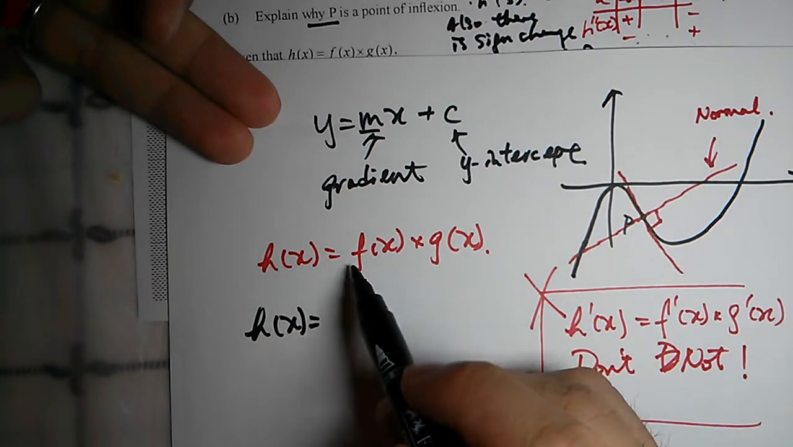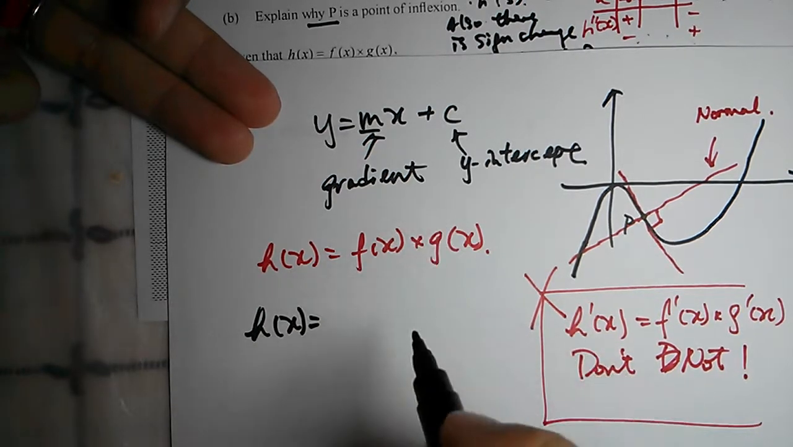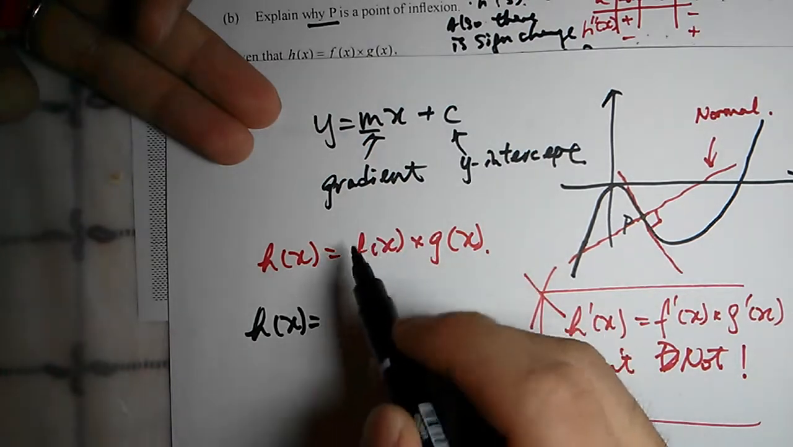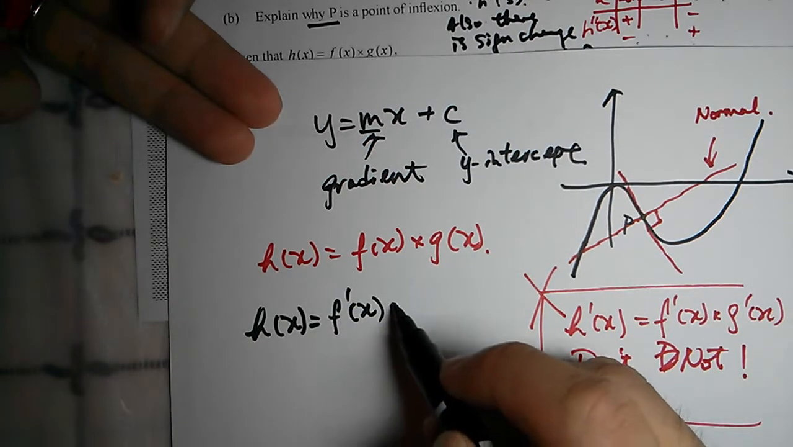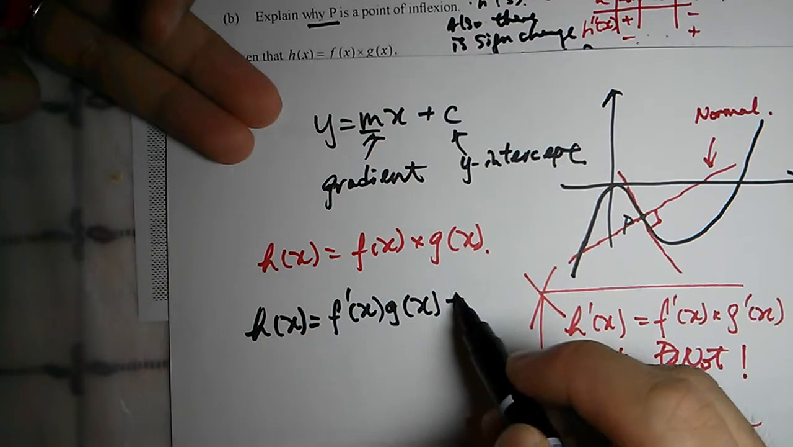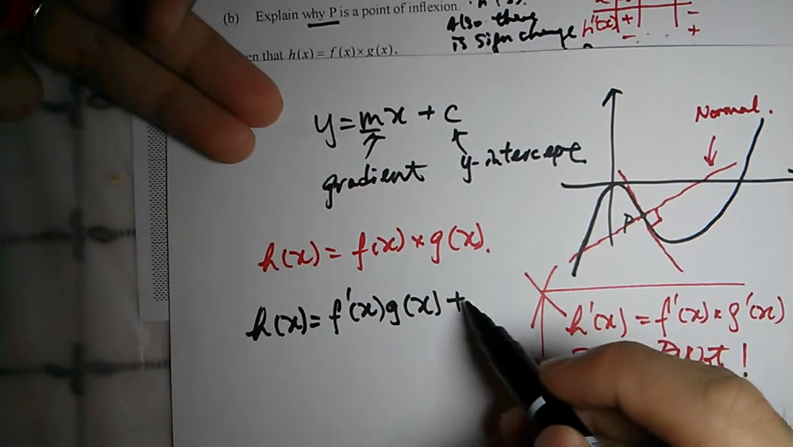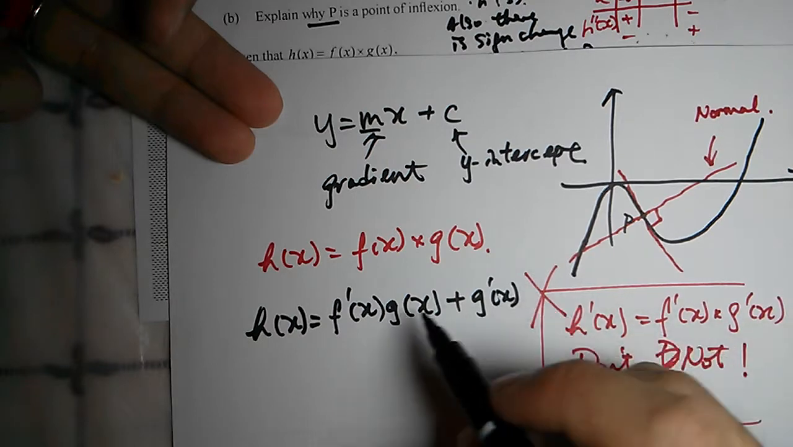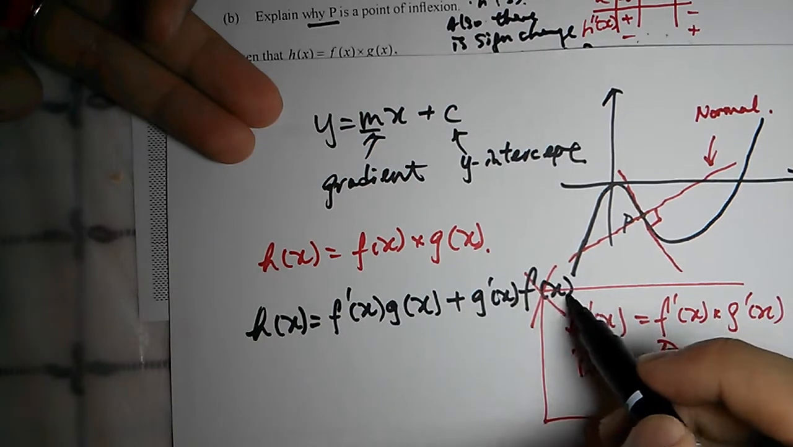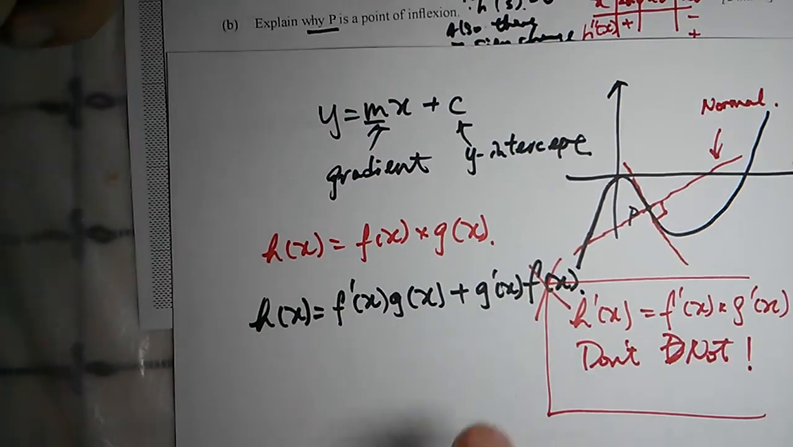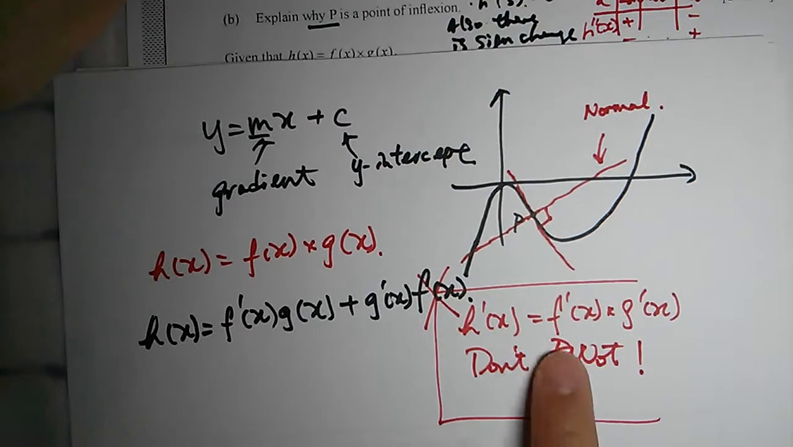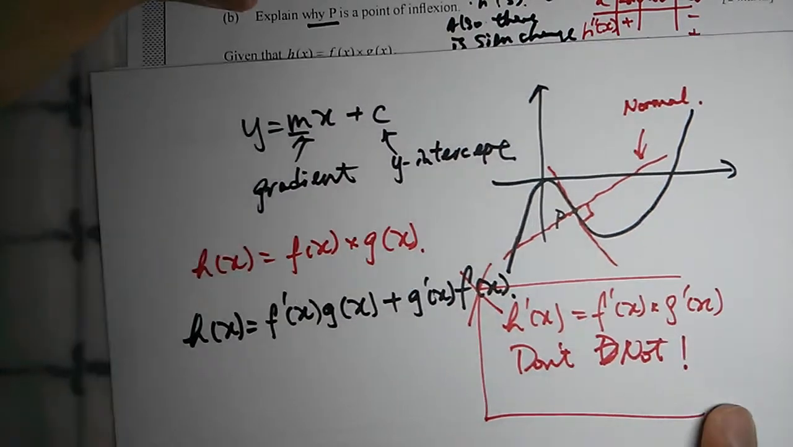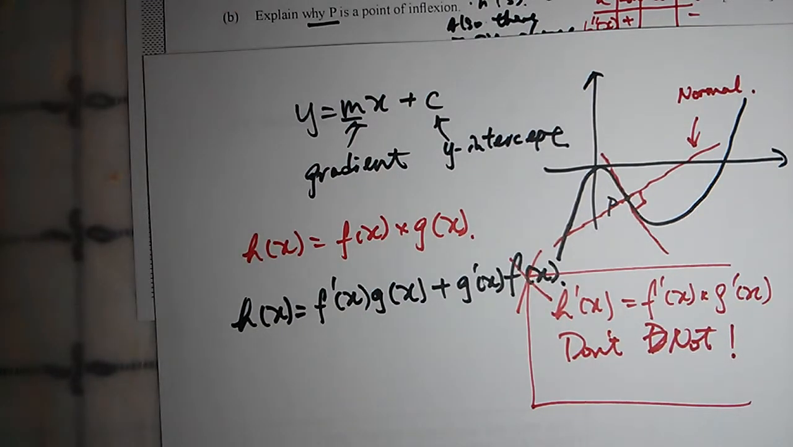Product rule says if you have two things multiplied together and you want to differentiate, you differentiate the first one, keep the other one, plus differentiate the other one, then keep the first one. This is the product rule. Since this is an addition, you can swap the order, it doesn't matter. But anyway, this is the correct way. Do not just differentiate both of them. This is no good.